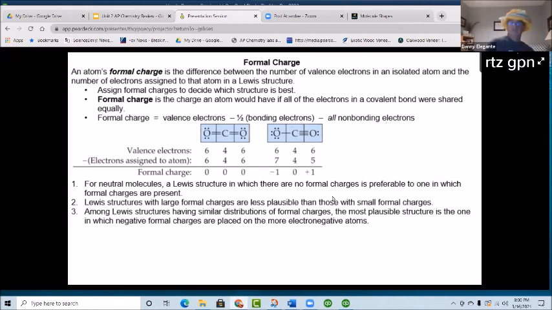So the way you find formal charge is you take all the valence electrons for that atom. So carbon has 4. You take half the number of bonding electrons. So keep in mind, bonding electrons is how many bonds, right? So each bond is 2 electrons. So half of that would be the number of bonds. So in CO2, it has 4 bonds, which is 8 electrons, because each bond is 2. So it would be 4 minus 4 is 0, would be its formal charge.